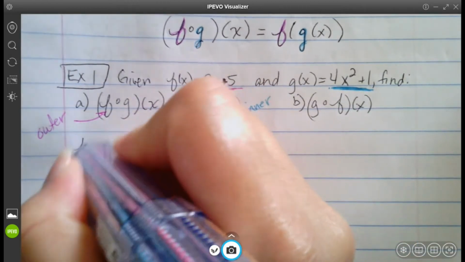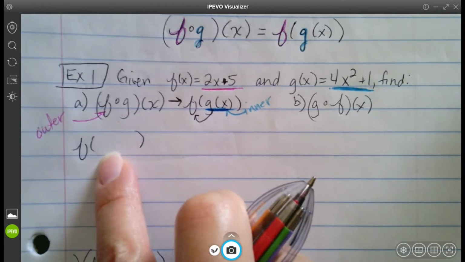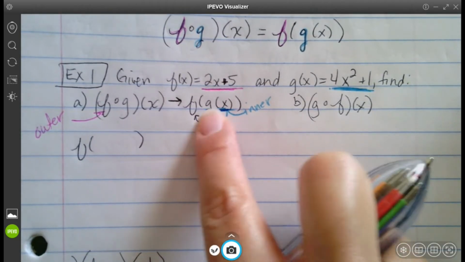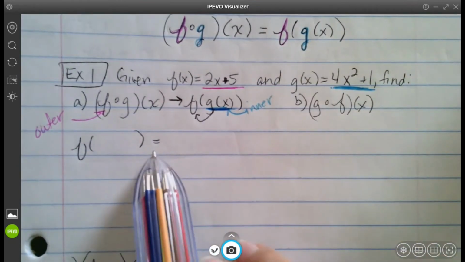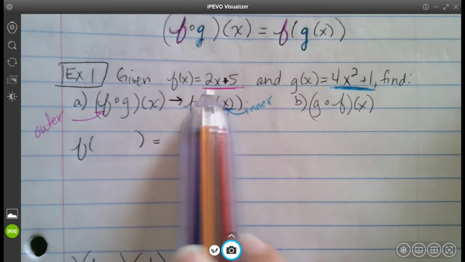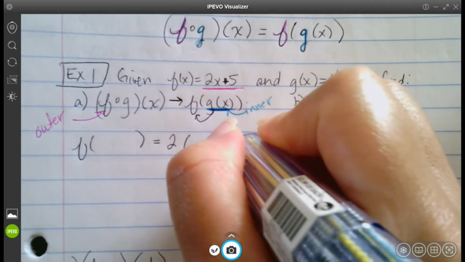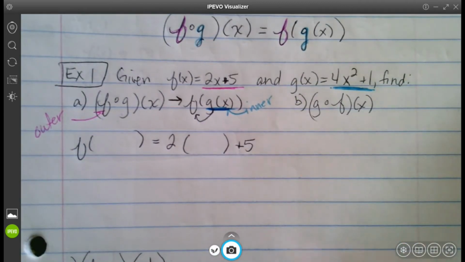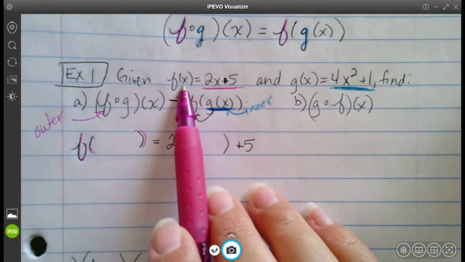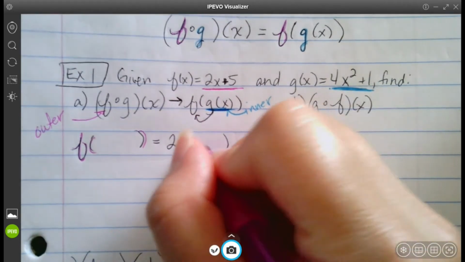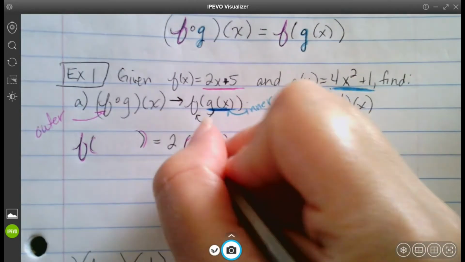We're going to have f parentheses. You want to put a big parentheses because you're not going to put just a number. You're going to put the entire g of x, which is all this, okay, equals, and then whatever f of x is equal to. So in this case, 2x plus 5. So 2 parentheses plus 5. So all we're doing is we're taking f, okay? So remember, this is our f, and we're going to replace all those x's with something else. And that something else is g of x. So g of x goes in here.